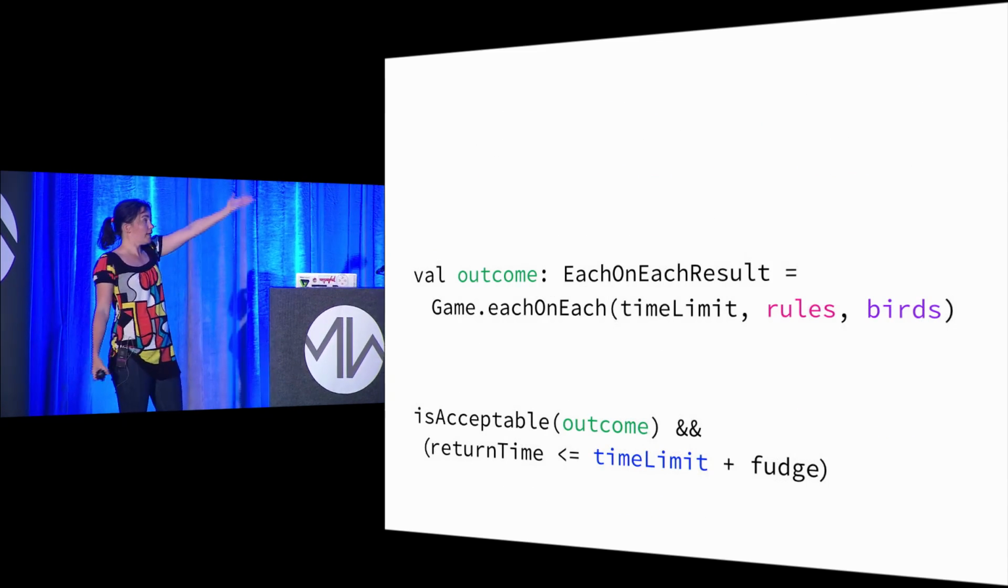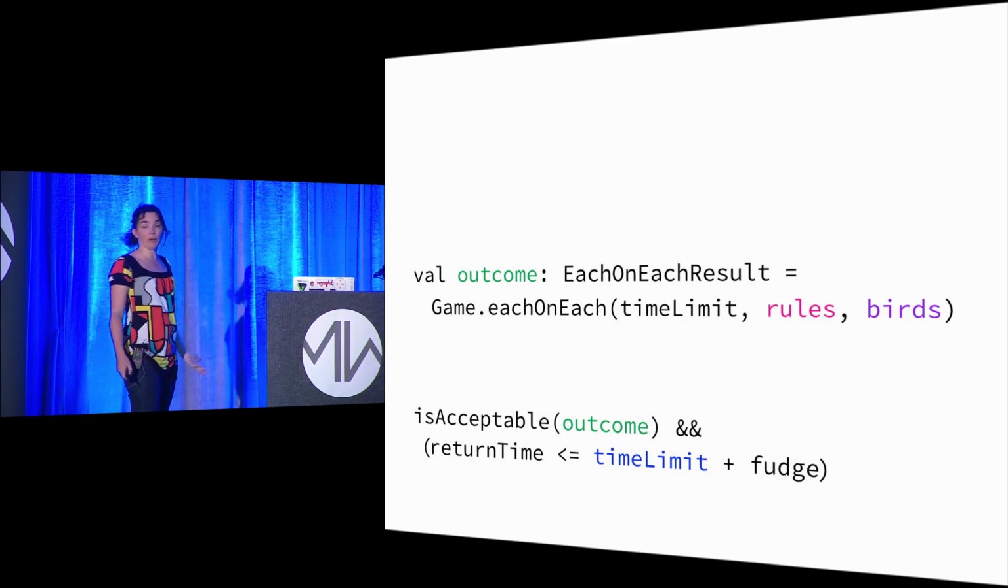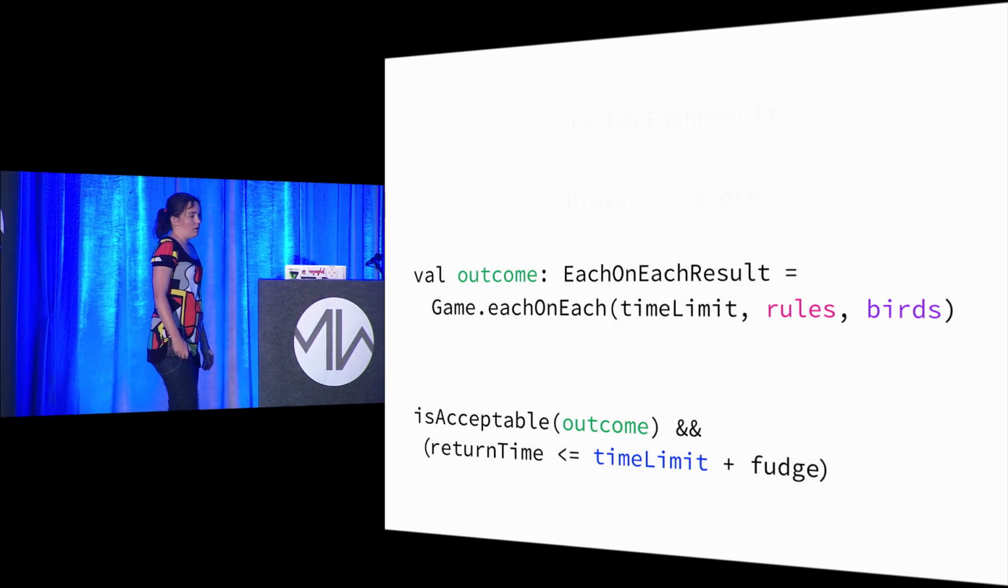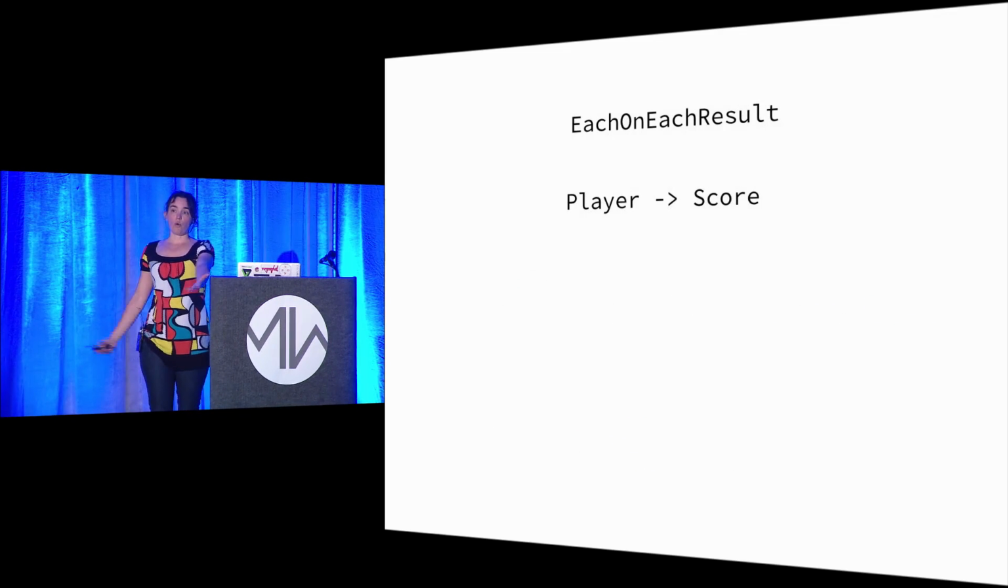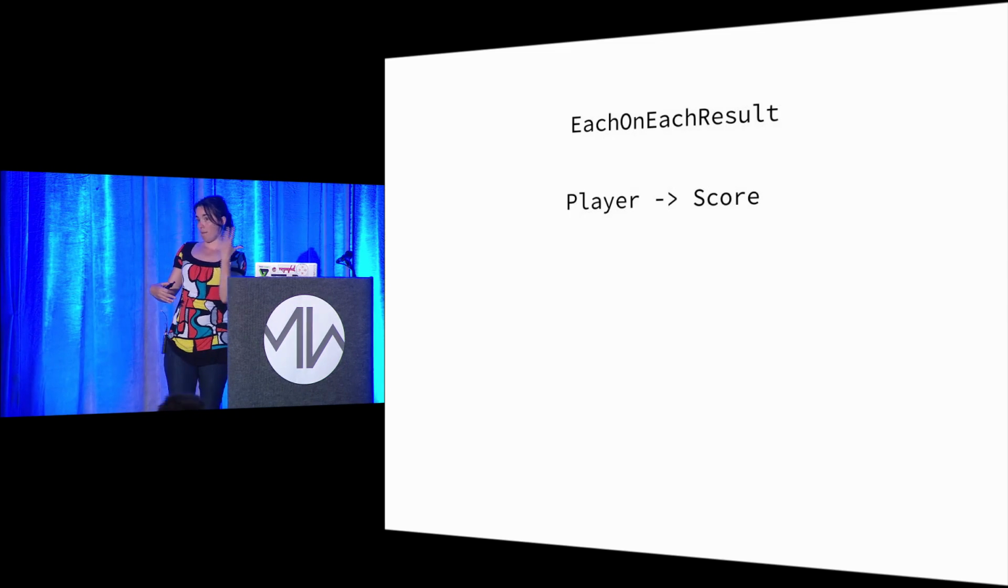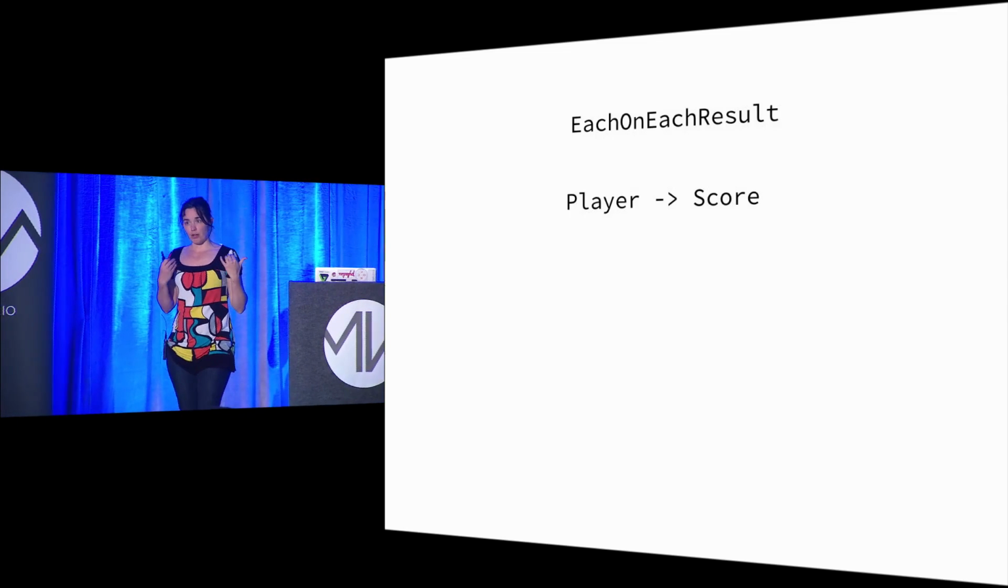What is that box? What is an each on each result? Well, I don't know yet. I haven't defined it. Start with the test. I know that the business wants to know which bird was the most fit. So maybe they're going to get a map of players' birds to scores. But that's not enough for me to tell whether the function worked.